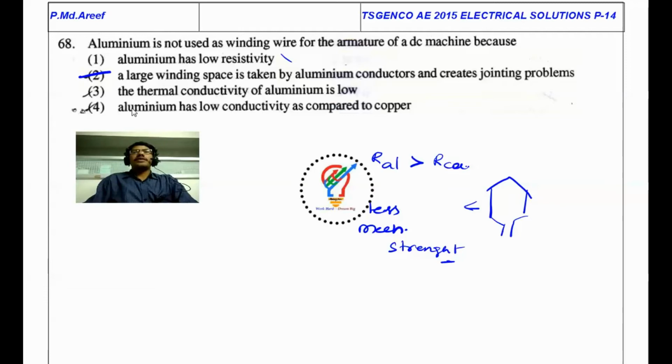And the second one is that the thermal conductivity of aluminum is low. This one is also true. If you operate aluminum at higher temperatures, it is going to melt down. These are the two reasons. Aluminum has a low conductivity is a wrong option. So among these, two options are correct. If you give any one answer from the two or three, you will get marks here. Okay, next question.